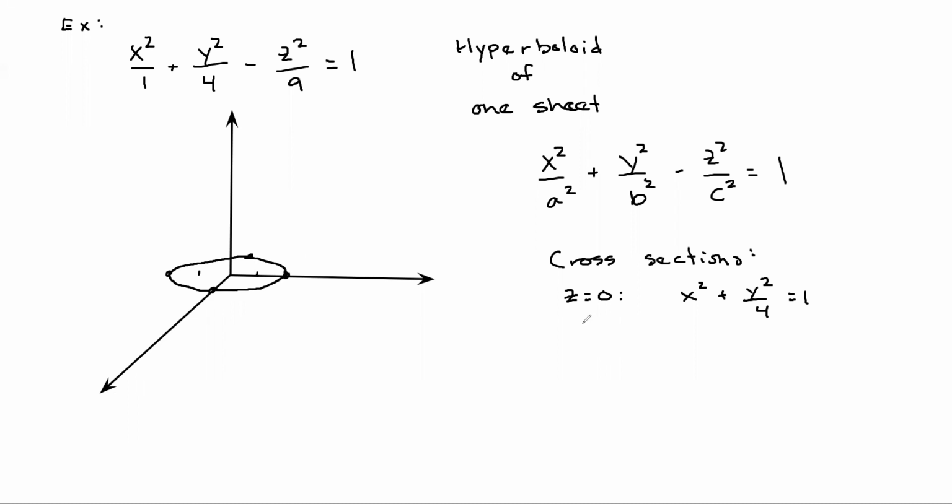Okay, and then next we could go through and say, how about x equals 0? If x equals 0, we get y squared over 4 minus z squared over 9 equals 1. Okay, so this is a hyperbola. I'm going to go through and use the box method for graphing the hyperbola. If you're not familiar with that method, then you may want to watch a video to see that. I'm not going to cover it here.